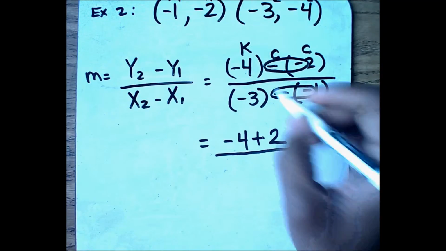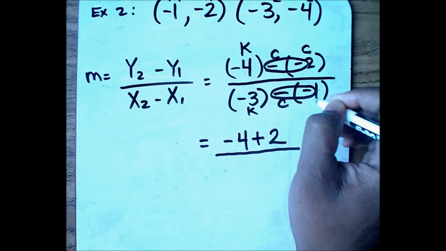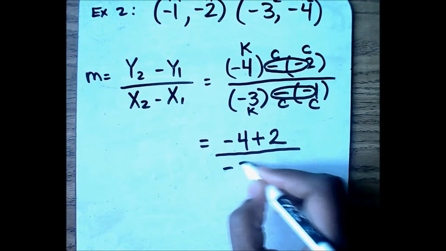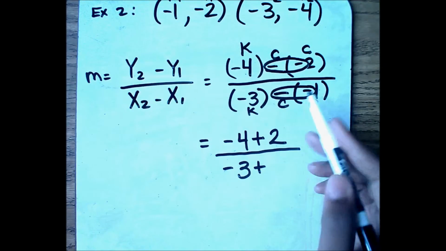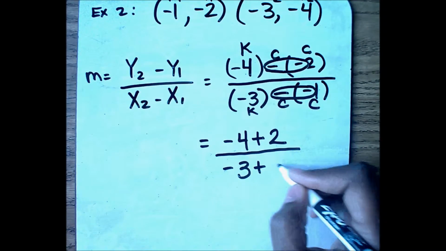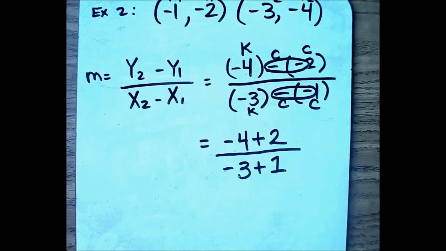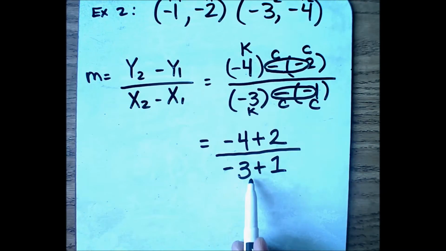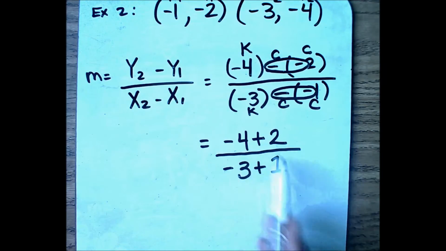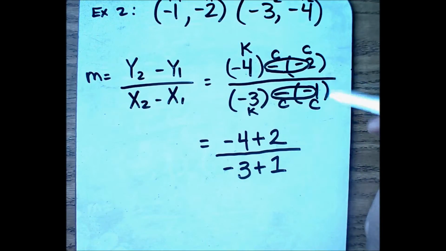Over, I do the same thing. Keep, change, change. So I keep my -3, I change my minus sign to a plus sign, and I change my -1 to a +1. All right, so I have -4 plus 2 over -3 plus 1. And this is the simpler way of writing this up here.